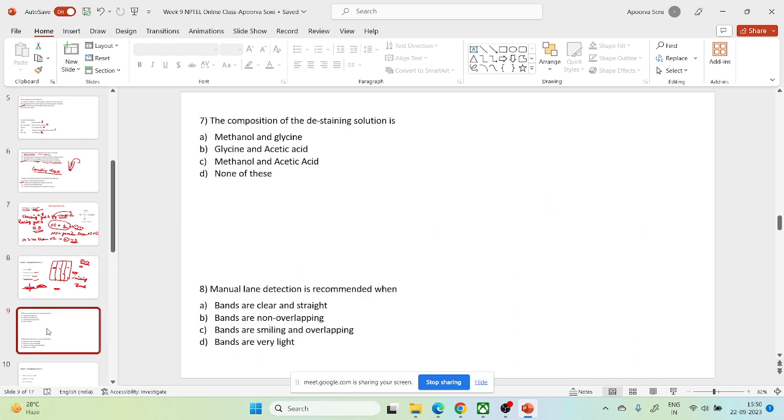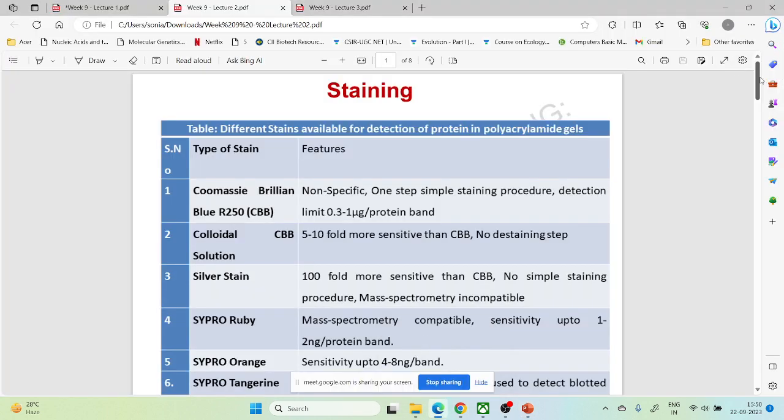Anyways, so now we'll come to our questions, but just quickly we'll try to see what are the different staining procedures. So yes, different types of staining. For the staining, different types of stains can be used. So we have Coomassie blue staining. It is a non-specific stain, okay? But mostly we use Coomassie blue staining normally because it's easy to perform. So therefore we use Coomassie brilliant blue.